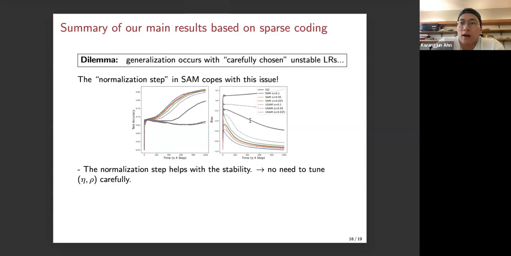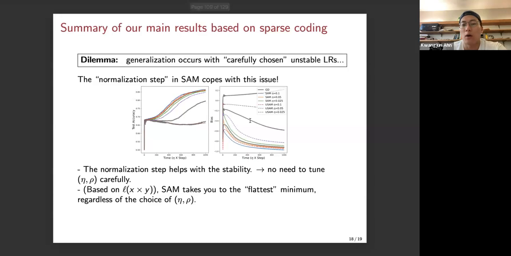The main takeaway of the second work is that the normalization step helps with stability, and that leads to us not having to tune the step size carefully. We also show that regardless of whatever step size eta or rho you choose, SAM, because of the normalization step, will always take you to the flattest minimum.